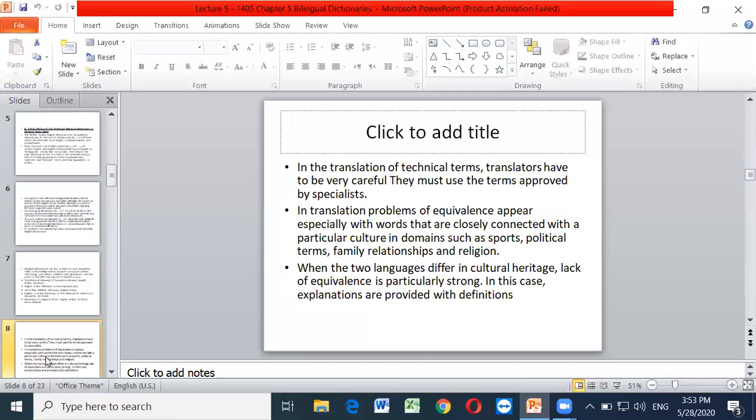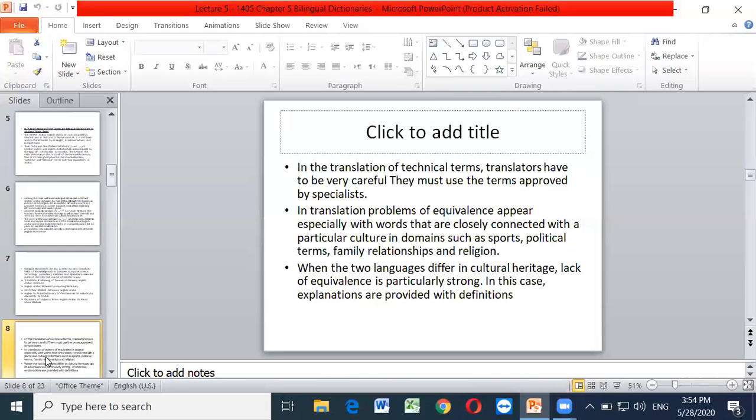I'll give you 4 examples. Impolite means قليل الأدب. But when we use the word impolite as a technical term in linguistics, in pragmatics, we use اللياقة اللغوية. So we have to stick to the technical term اللياقة اللغوية and not use قلة الأدب. This is an example of the fact that in translation of technical terms, translators have to be very careful. They must use the terms approved by specialists.